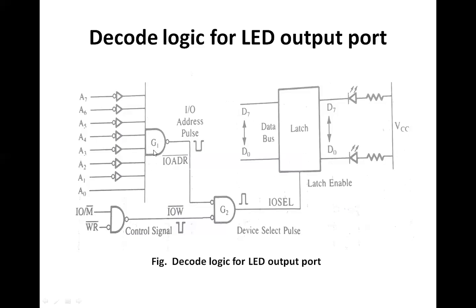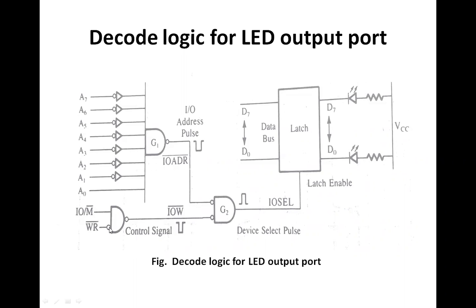Now, this is gate G1, and we are using another gate that is G2. G2 is the AND gate, which is going to combine the address pulse with the control signal. Since we are connected to the LED port, and LED is an output device, it means the microprocessor wants to write something. For writing, we have to generate the input output write signal. The input output write signal can be generated whenever the write pulse is low and the input output memory pulse is high.